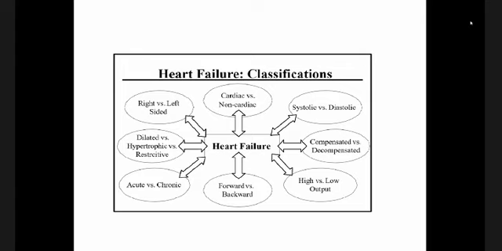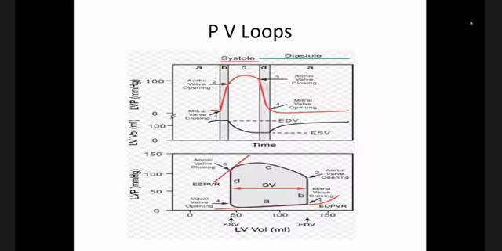Then you have dilated versus hypertrophic versus restrictive, which is an etiological way of looking at it. And then you have right-sided versus left-sided heart failure, because right-sided heart failure is a very important part of diastolic dysfunction of the left side, as well as it can be an independent situation also.